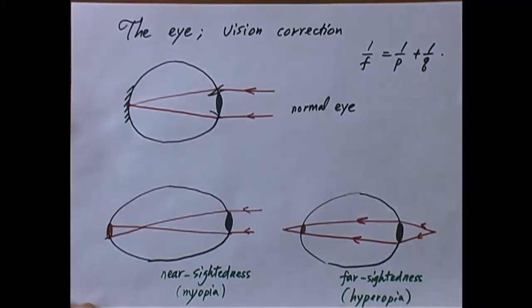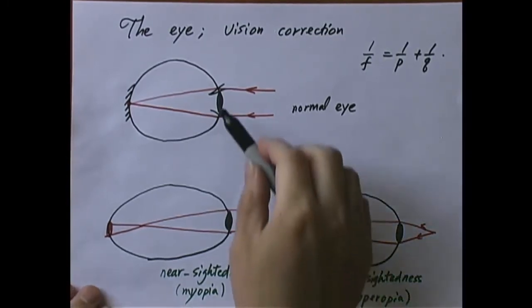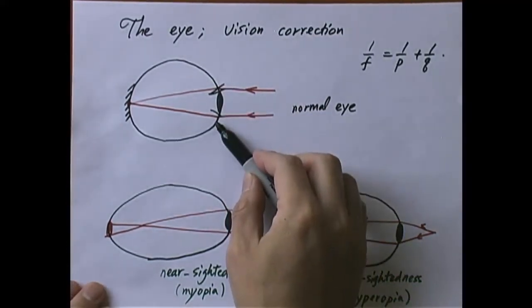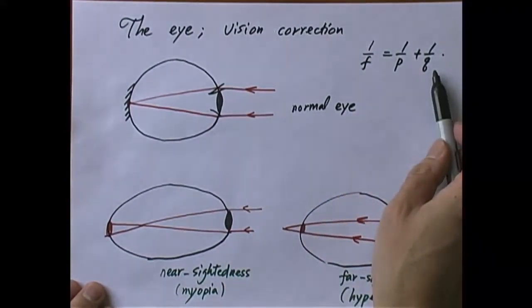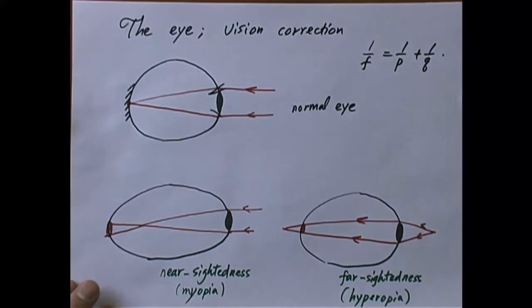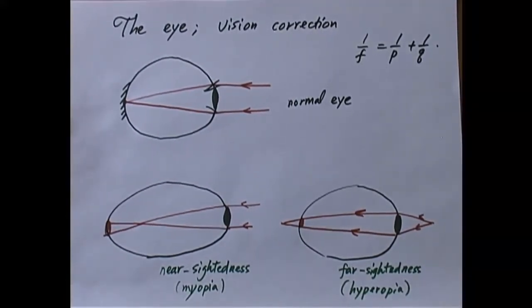This is what happens in a normal eye. So you see, if you want to see something up close, your eye will be under strain. The muscle will have to compress the lens in the eyeball somewhat so that you can satisfy this equation, even for a small value of p. Now there are two common defects associated with the eye.